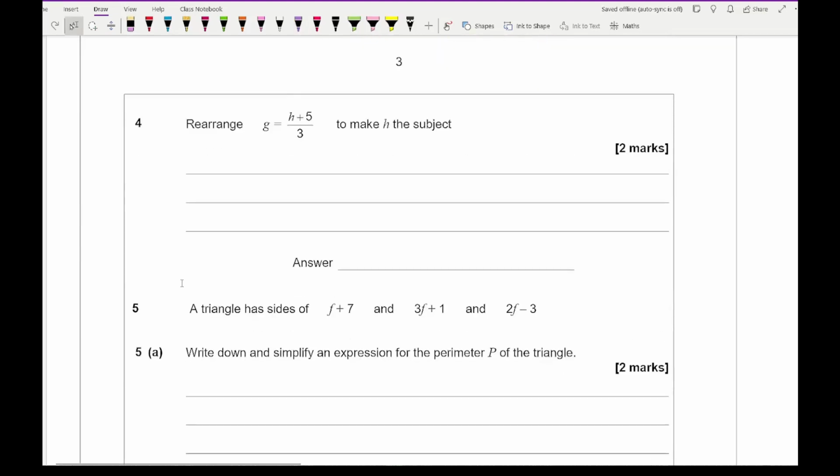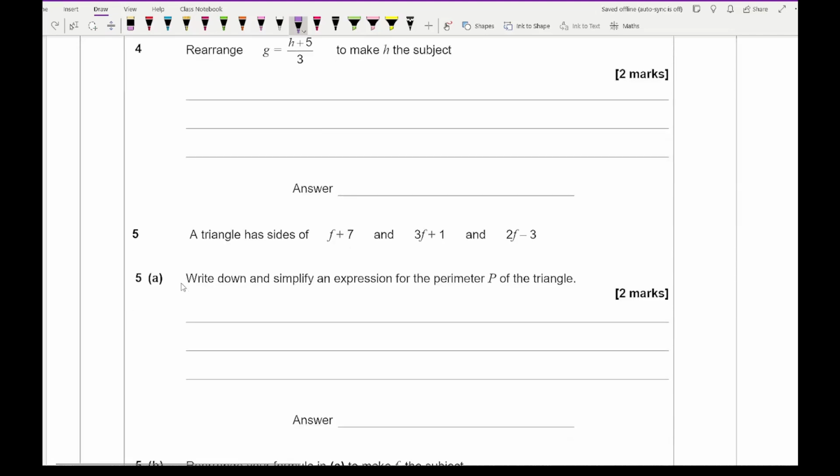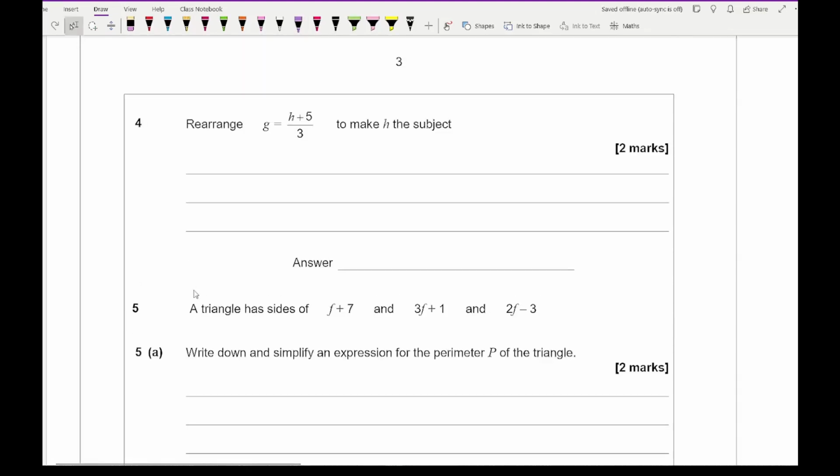Moving on to question 4, it says rearrange g equals (h plus 5) over 3 to make h the subject. So again, what I want to get rid of first is the 3. I do that by multiplying by 3, so that becomes 3g equals h plus 5. Then I want to get rid of the 5, so it becomes 3g minus 5 equals h. So h equals 3g minus 5.